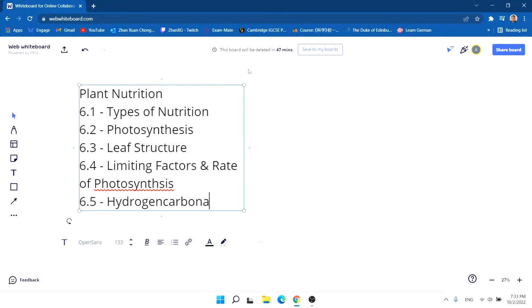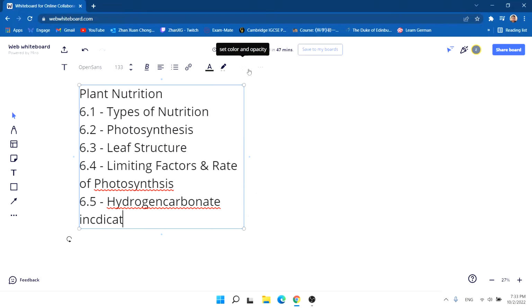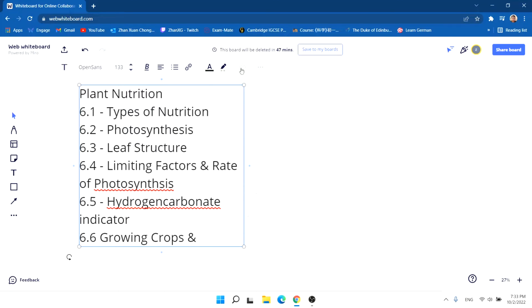Hydrogen carbonate indicator, and then we are also going to go through a bit of growing crops and a bit of mineral requirements. So we're trying to make this short and easy so that you can get the most out of it.